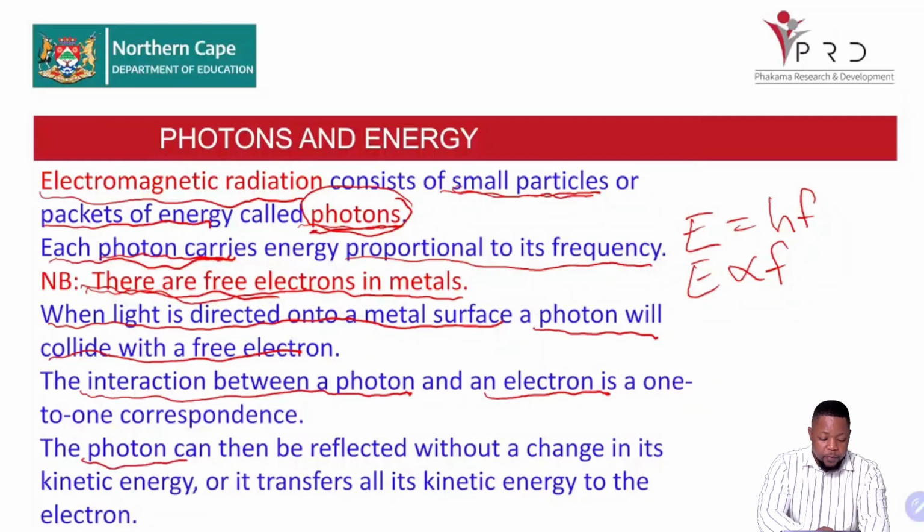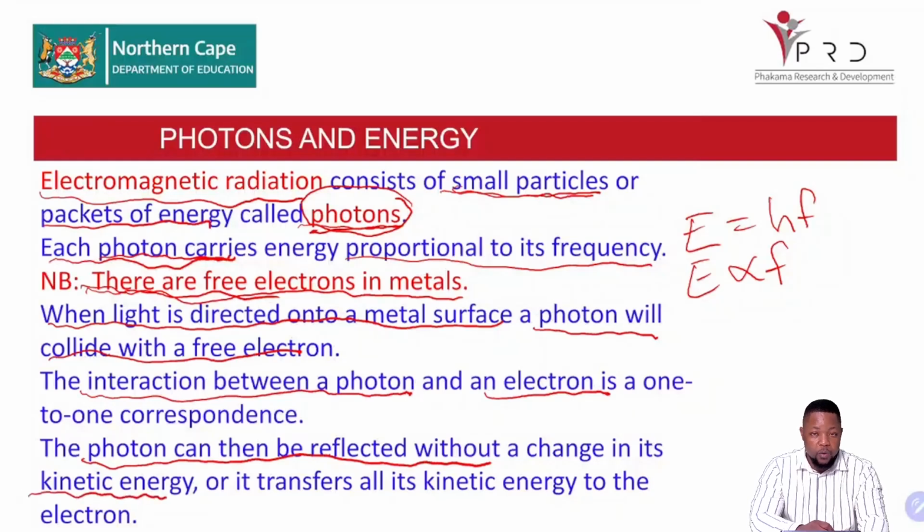The photon can then be reflected without a change in its kinetic energy. So should all the energy not be absorbed by the electron, the photon can be reflected without a change in its kinetic energy, or all its energy is transferred to that electron. In other words, it transfers all its kinetic energy to the electron. So this photon can either be reflected or it can transfer all its energy to one electron.